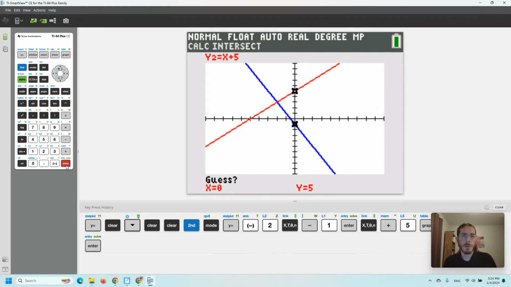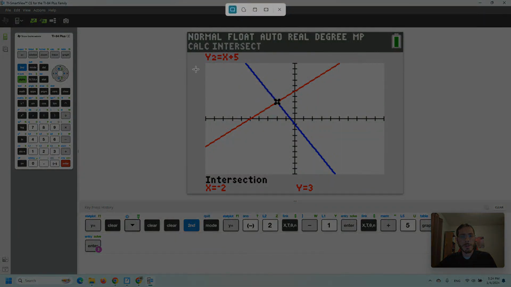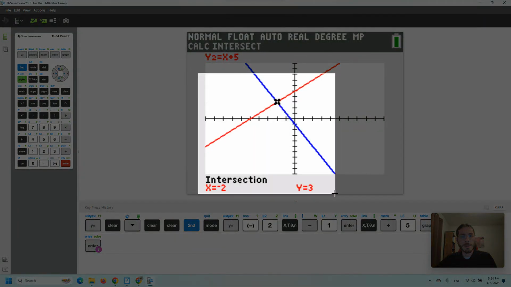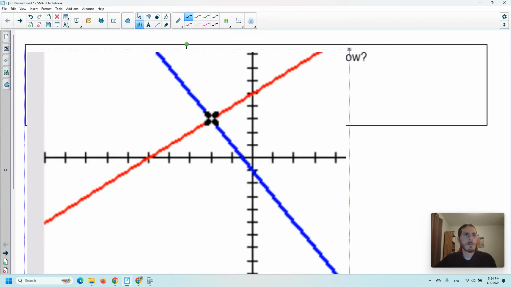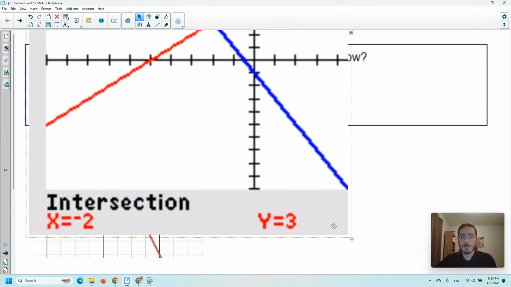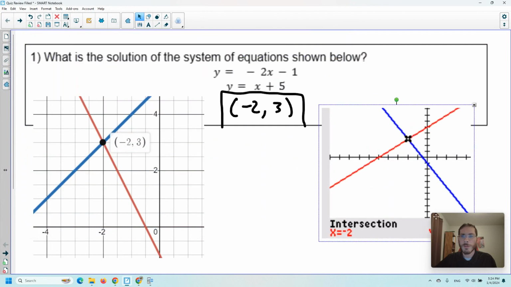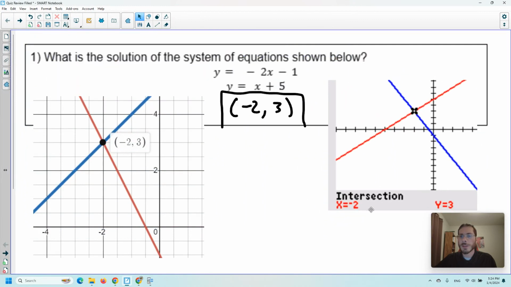The blue curve, the red curve tell me the answer. And so it tells me down at the bottom there, negative 2 and then 3. So we'll grab that. And so again, we get the same answer, negative 2 for x and then 3 for y. It always goes x and then y. And that's it. So that's what we got for number 1.